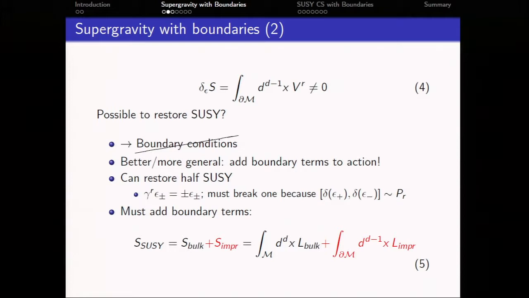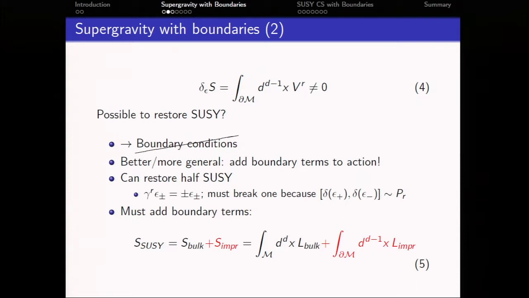I think a nicer way to think of this is, let's add boundary terms to the action. Very simple: the variation of my bulk action gives me this boundary term. Let's just find a boundary term that will give minus this variation. If you do this, you see that you can restore half of the supersymmetries in general. If you think of projecting my spinor into plus and minus chirality with respect to the transverse direction, then we have to break half of these. I like to think of this because the commutator of the plus and minus chirality gives you transverse translations. And we know that transverse translations are, of course, not a symmetry anymore when we have a boundary.